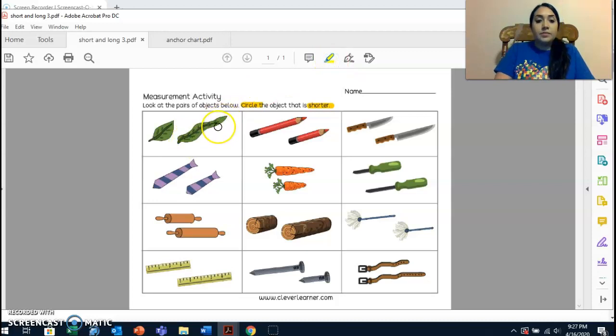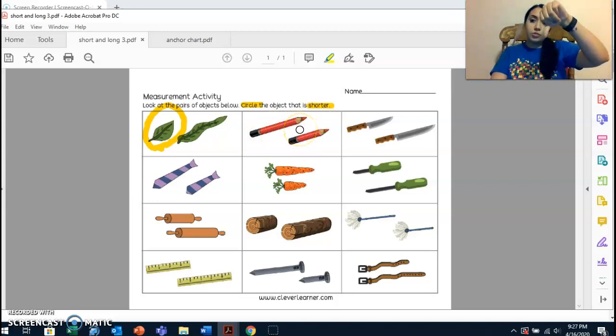This one is long. This one is short. So I would circle this one. Now number 2, the pencil. Which one is shorter? Is it this one? Yes or no? Or this one? Yes or no? Remember, which one is shorter?